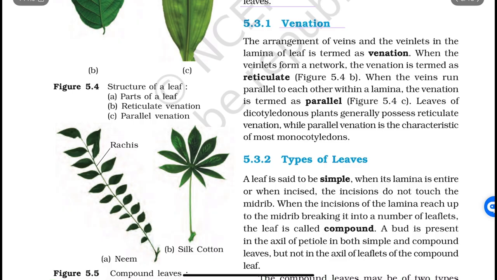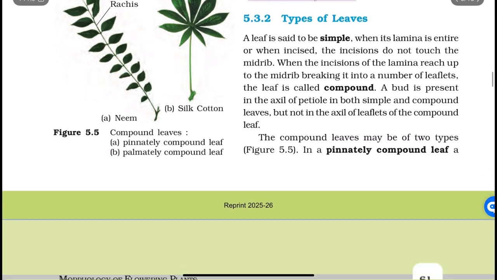Venation. There are mainly two types of venation. The arrangement of veins and veinlets in the lamina of the leaf is termed venation. When the veinlets form a network, the venation is termed reticulate. When the veins run parallel to each other within the lamina, the venation is termed parallel. Leaves of dicotyledonous plants generally possess reticulate venation, while parallel venation is characteristic of most monocotyledons.